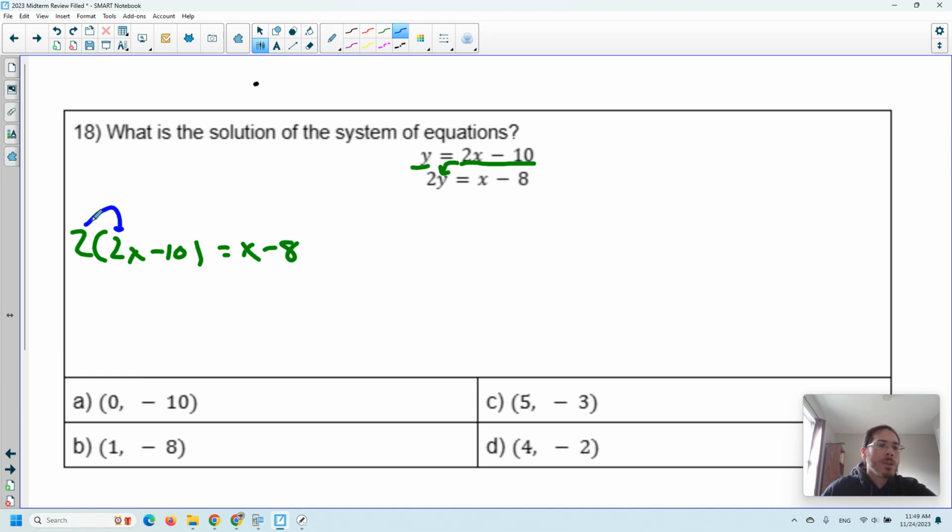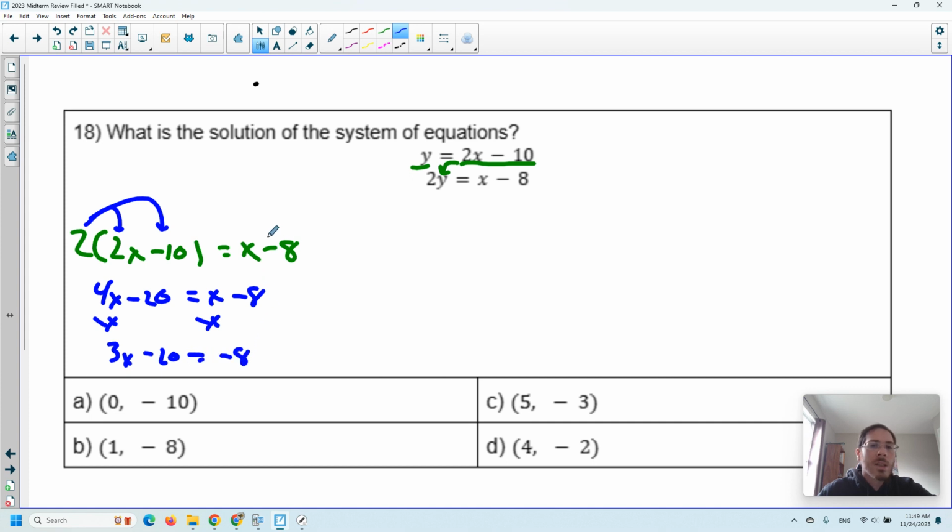And now I'm going to solve this one. So we're going to distribute. So 2 times 2 is 4. 2 times negative 10 is negative 20 equals x minus 8. And now I got to do x's on one side, numbers on the other. So I'm thinking the best thing to do here is minus x both sides. So I get 3x minus 20 equals negative 8. All right, then I need to add 20 both sides. So I get 3x equals 12. Then I'm going to divide by 3 both sides. And I get x equals 4.